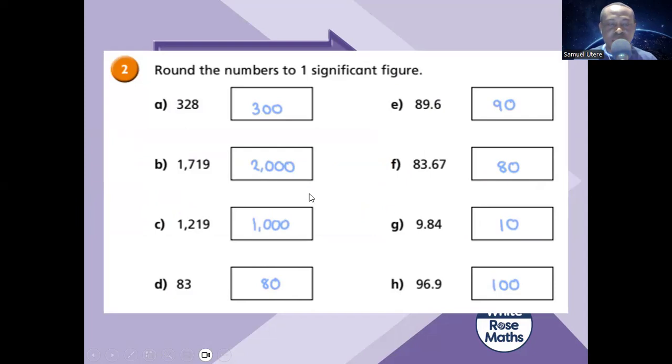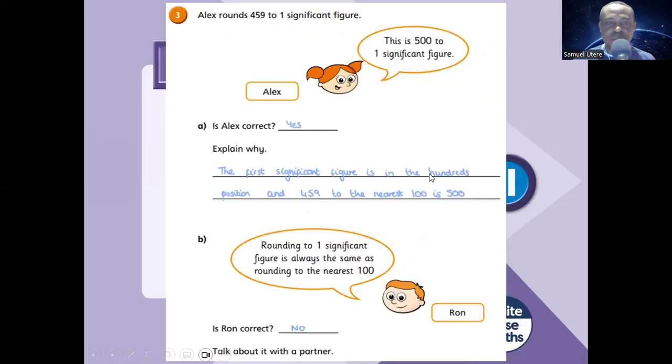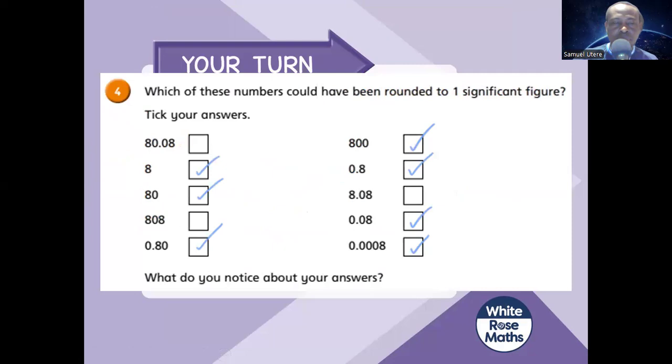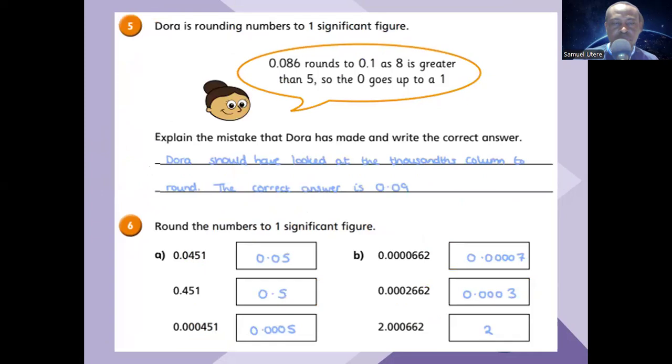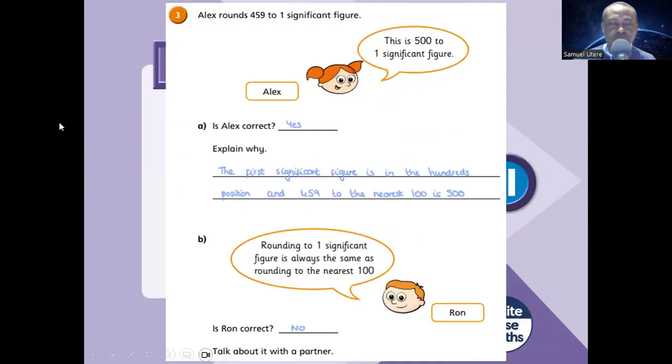And you can see that using that quick method, we can round to one significant figure even by just looking at the numbers. We can do them really quickly. Well done. Celebrate your success. Here is question 3. Pause the video and answer it in 2 minutes. Here are the answers. So Alex is right.